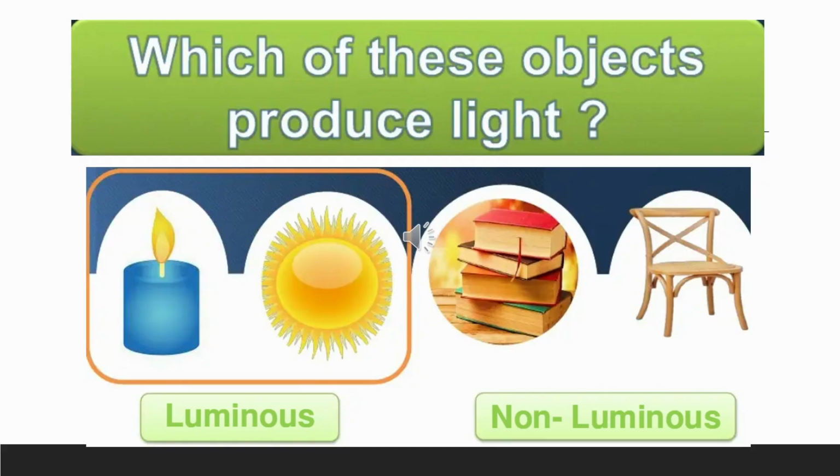Okay students, before I go further into the topic for the day, you need to know what are the terms that you should be familiar with. First is luminous and non-luminous. Luminous means things or items or objects that have light, whereas non-luminous are things that do not have light.